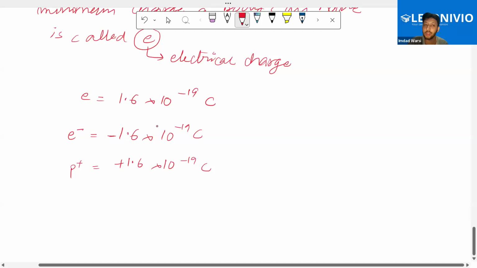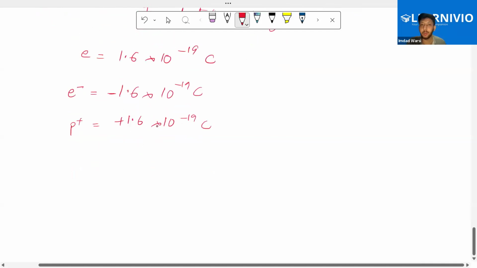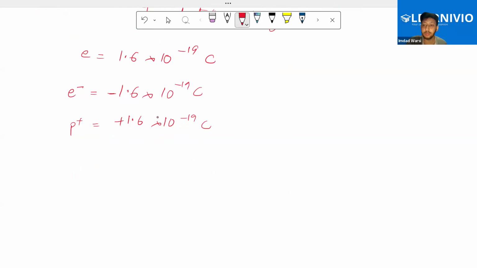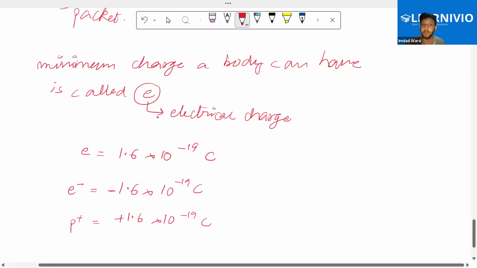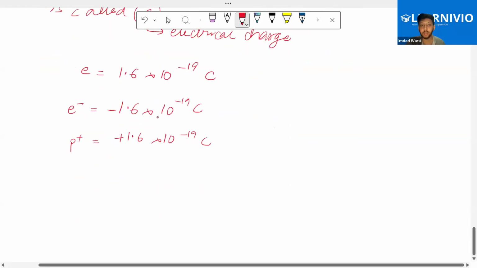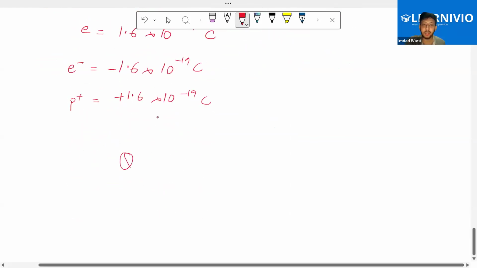Now you want to charge a body. Can't it have two electrons? Wait, I'm telling this. Now I want to charge the body. I said this is the minimum. Now we'll go to the maximum limit. Now you can increase the charge by Q is equal to NE.